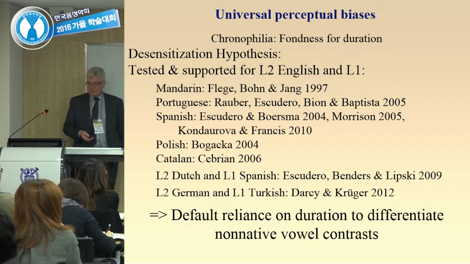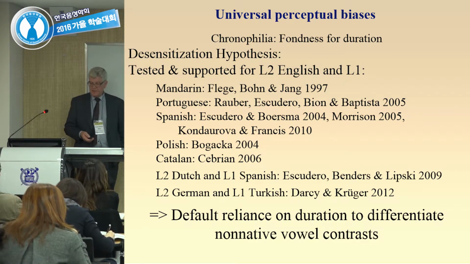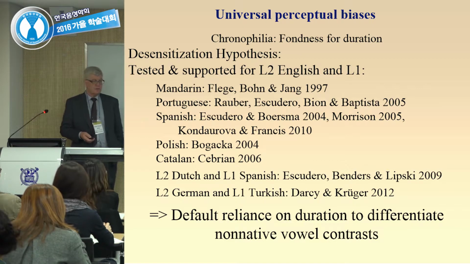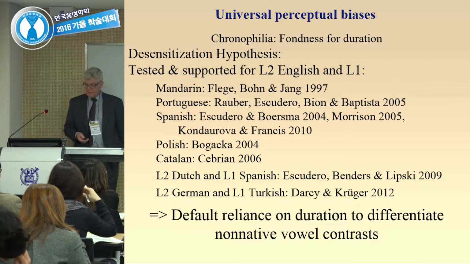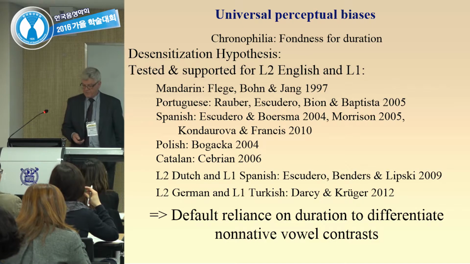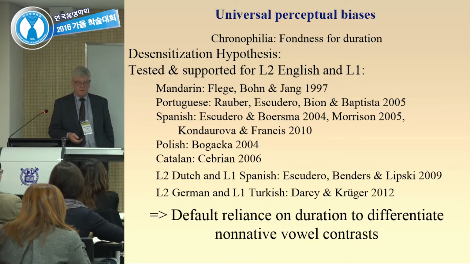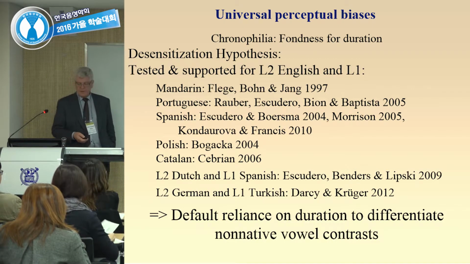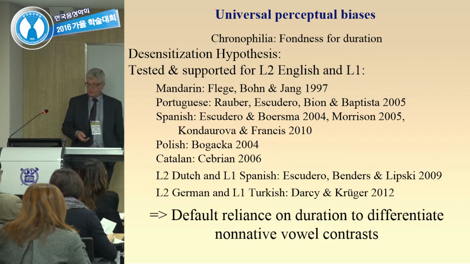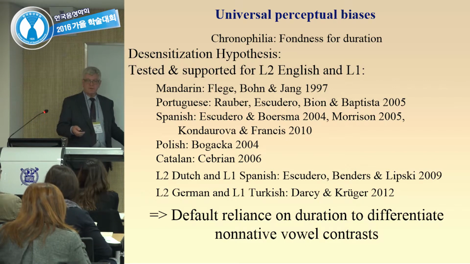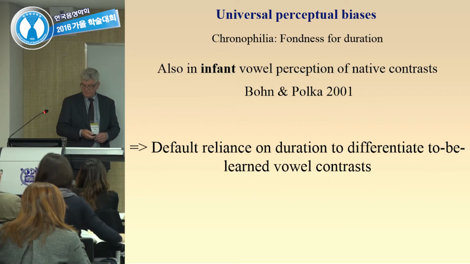for many first languages with English as a second language: Mandarin, Portuguese, Spanish, Polish, and Catalan. It has also been supported for other second languages like Dutch, native speakers of Spanish, and German with native speakers of Turkish. So we can conclude that there is a default reliance on duration to differentiate non-native vowel contrasts. Non-native listeners like this more than the spectral contrast. It somehow makes it psychophysically easier to differentiate vowel contrasts that way.